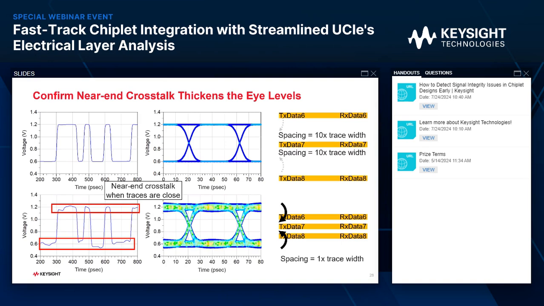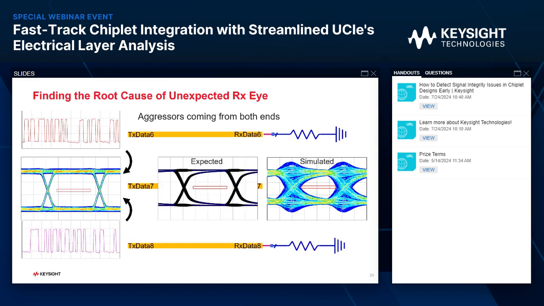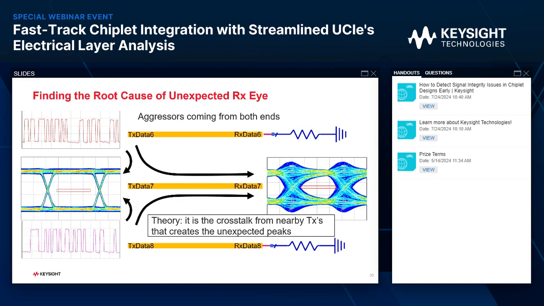Next, we'll see on the RX side, we talked about the TX. The simulated received eye looks something like this, and the expected, of course, is an open eye. Upon investigation and observation, we'll see that during the crossings, the simulated transition has some unexpected spikes, peaks over there. And what could be causing this? Could it be also crosstalk? Let's check it out. The theory is it is the crosstalk from nearby TXs that creates the unexpected peaks.